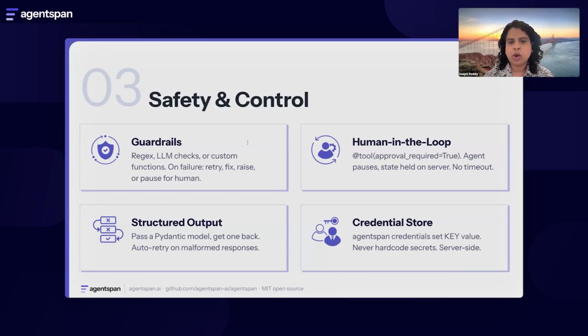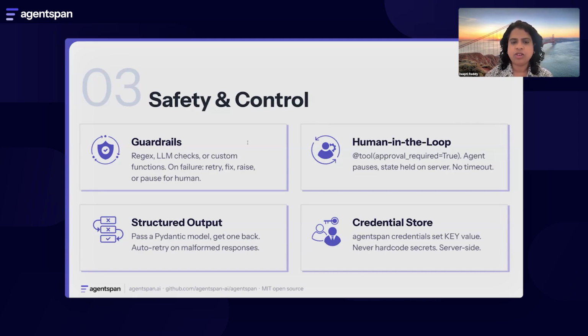Our human in the loop is one decorator. You mark a tool as requiring approval, the agent hits it, pauses, and the state is held on the server with no timeout. We're not talking seconds or minutes, indefinitely. Someone approves it from Slack, from a dashboard, or from code. The agent will resume exactly where it stopped. There are no blocked threads and there's no lost state.